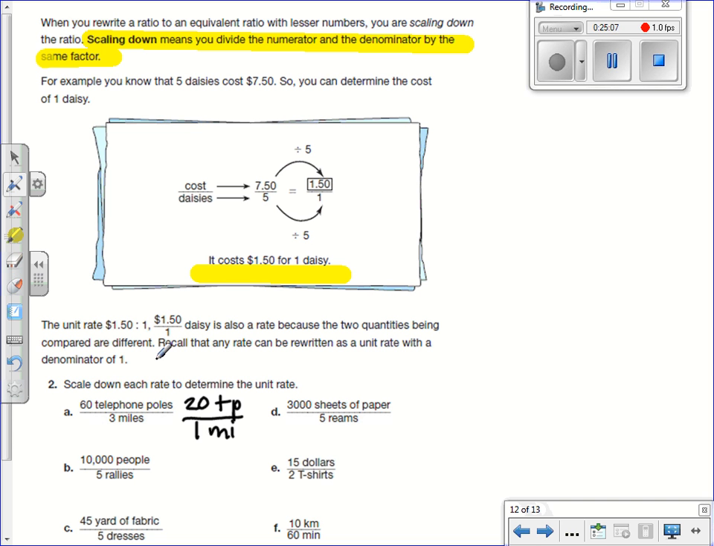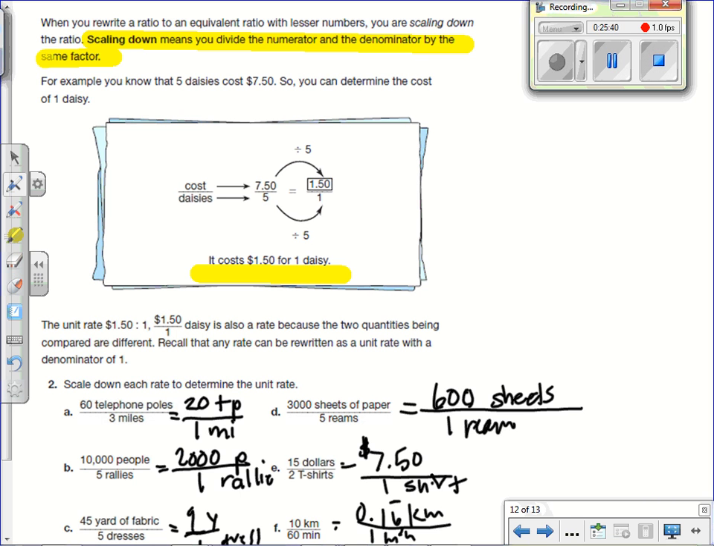So go ahead and let me do one more with you. So 10,000 people divided by 5 rallies would give me 2,000 people for one rally. So go ahead and complete C, D, E, and F and scale down each ratio. All of these are equal, so therefore they are equivalent. So go ahead and do the rest. Pause the video. Go ahead and check yourself, and then we're going to move on.